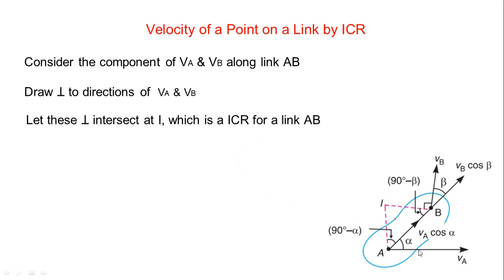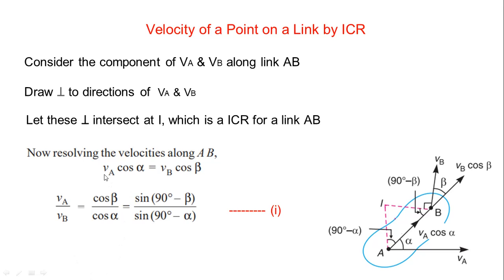Now if we resolve the components along AB, this VA cos alpha and VB cos beta will be the same for that instant, because both components are along the same line, and for the same instant these two components cannot be different. It means that we can write VA cos alpha is equal to VB cos beta. If I rearrange this equation, VA upon VB is cos beta upon cos alpha, which I have written over here.